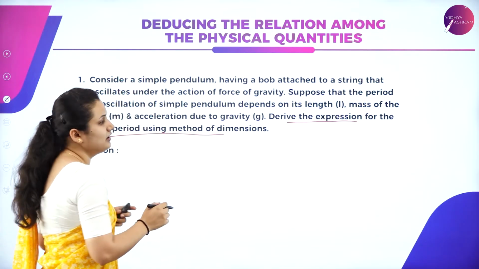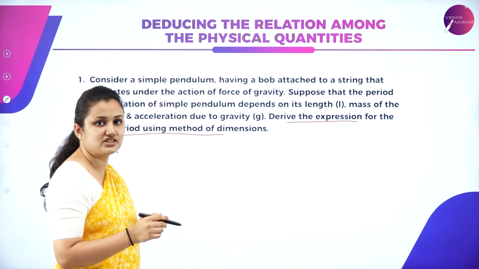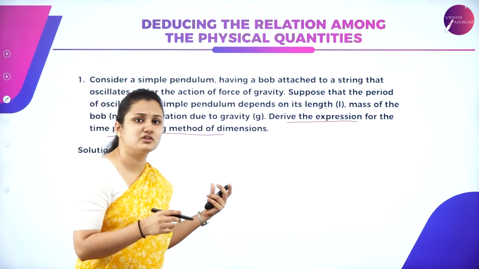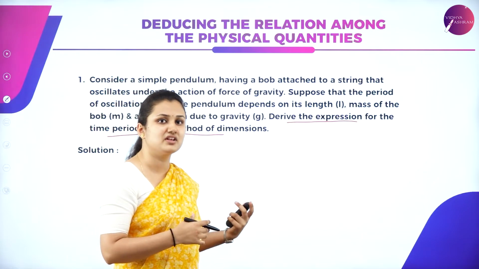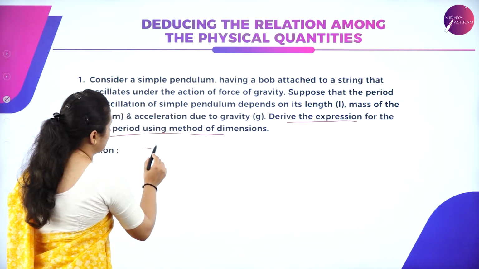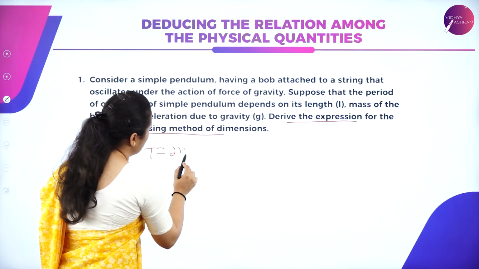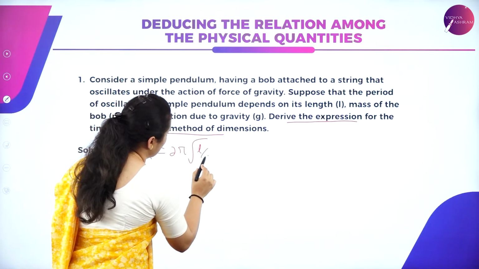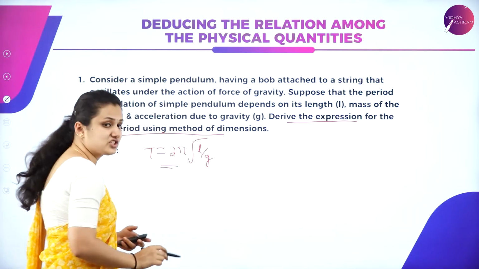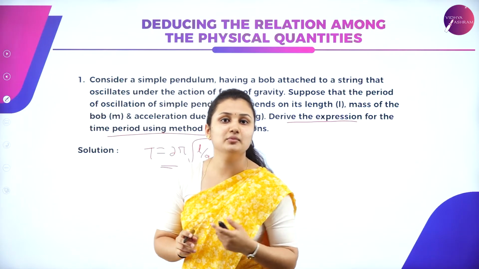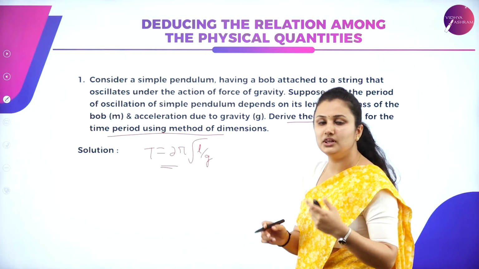We know the formula for the time period of oscillation. We have solved many numericals based on the time period of a simple pendulum in the previous sessions. So, how will you calculate it? T is equal to 2 pi root of L by g. This is the expression we use to calculate the time period of oscillation of a simple pendulum.